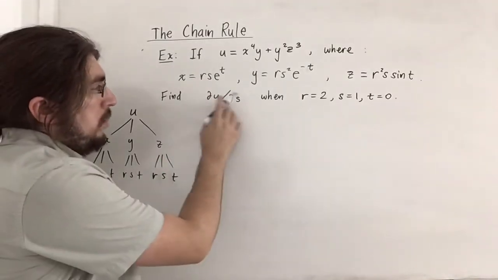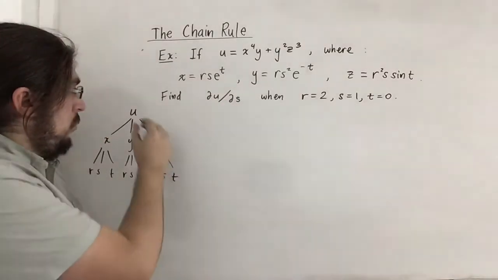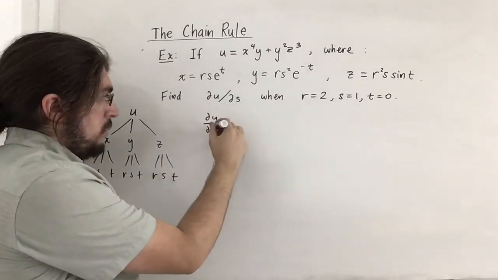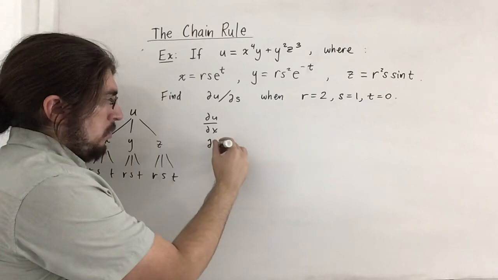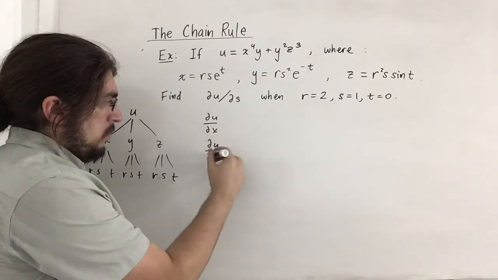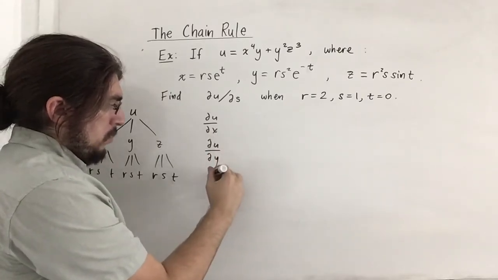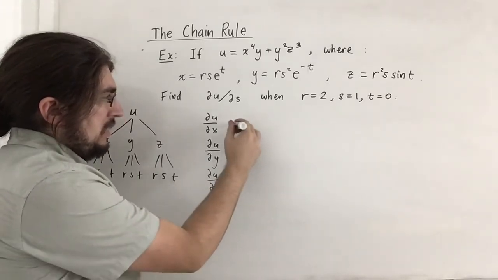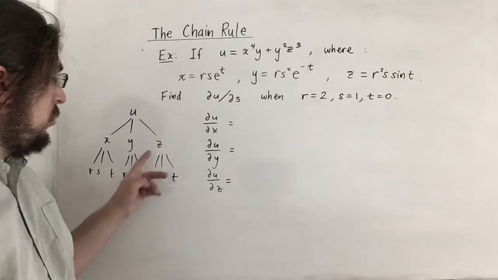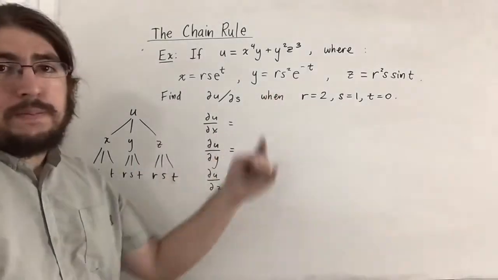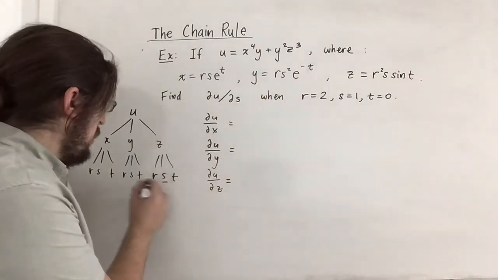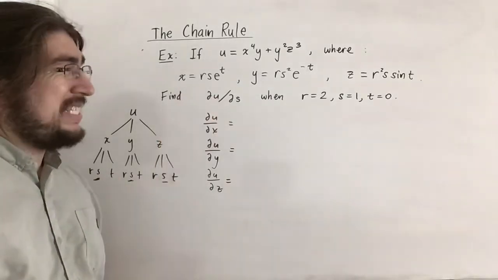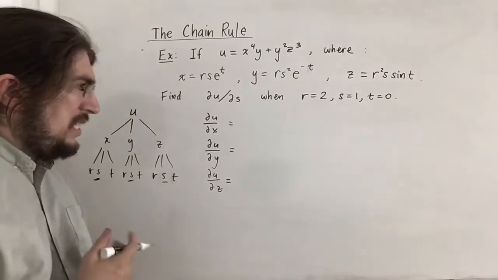So we want partial u, partial s. So we need each of these. So we need partial u, partial x, and we need partial u, partial y, and also partial u, partial z. So we definitely need these. And then along with each of those, we need the partials of x, y, and z, but now with respect to s only, because we're looking for what? We're looking for the partial u with respect to s now. So let's take a look here.